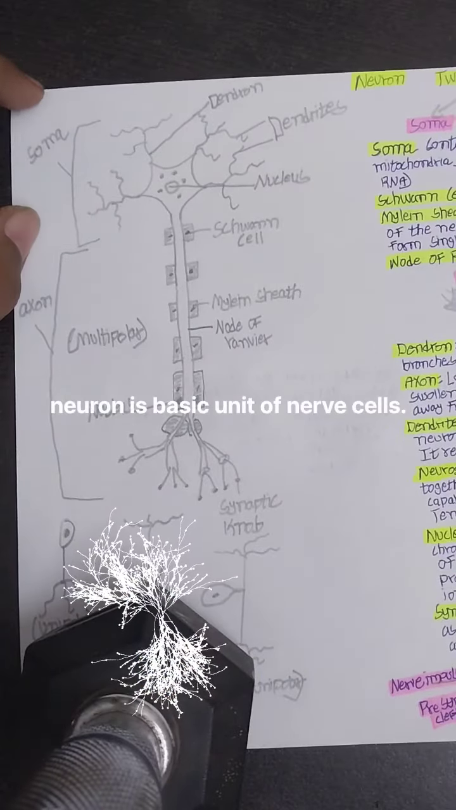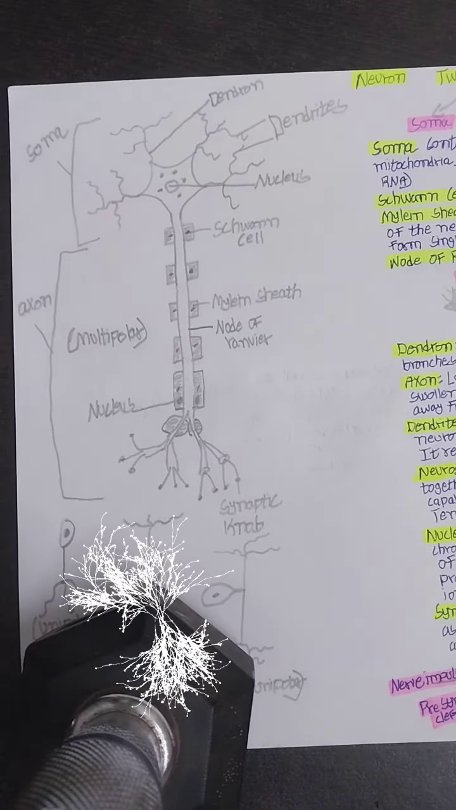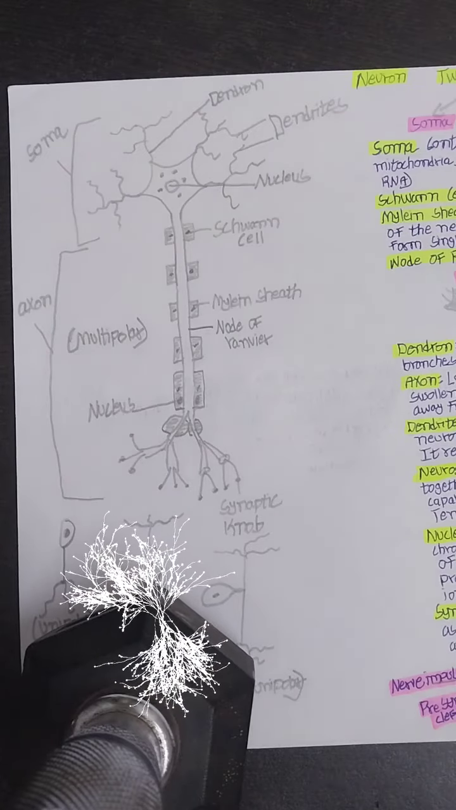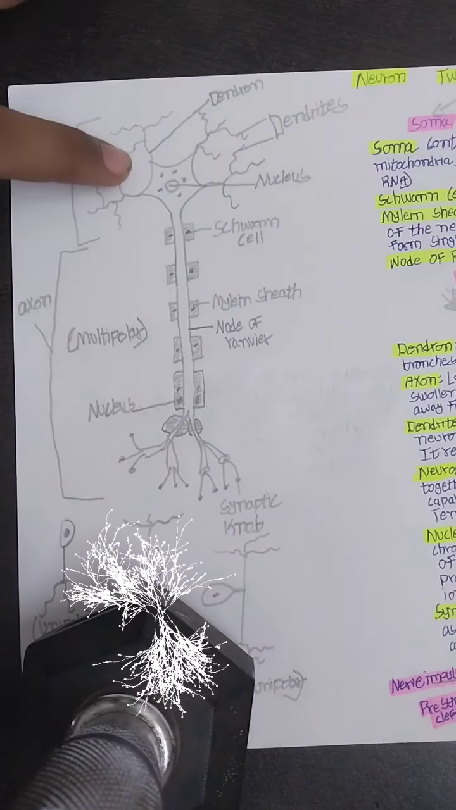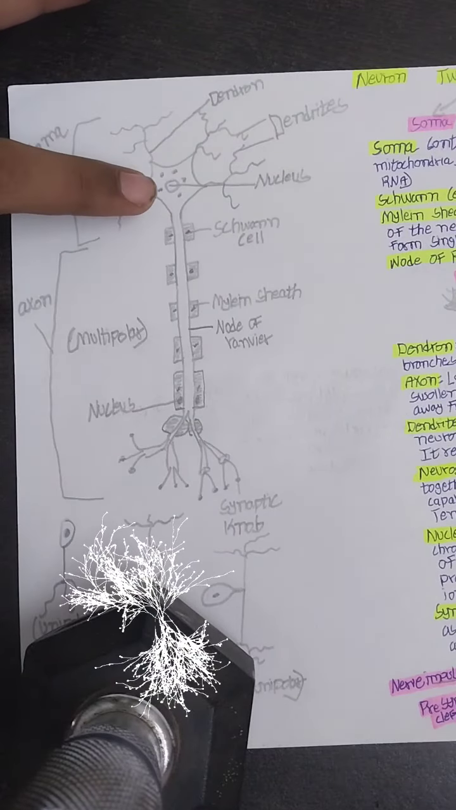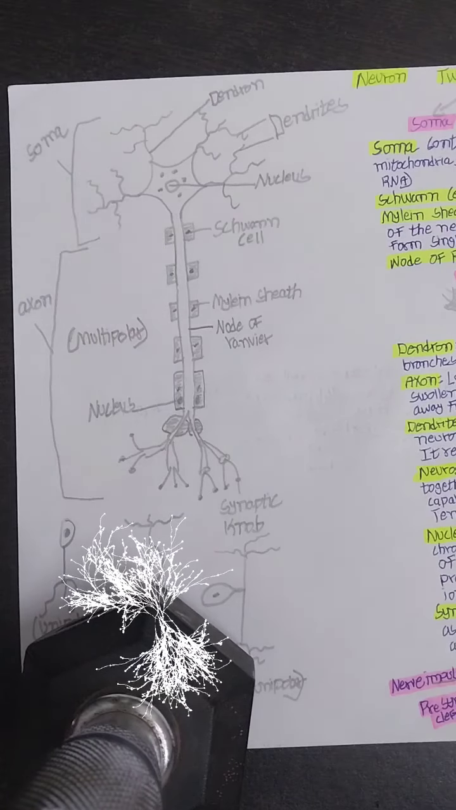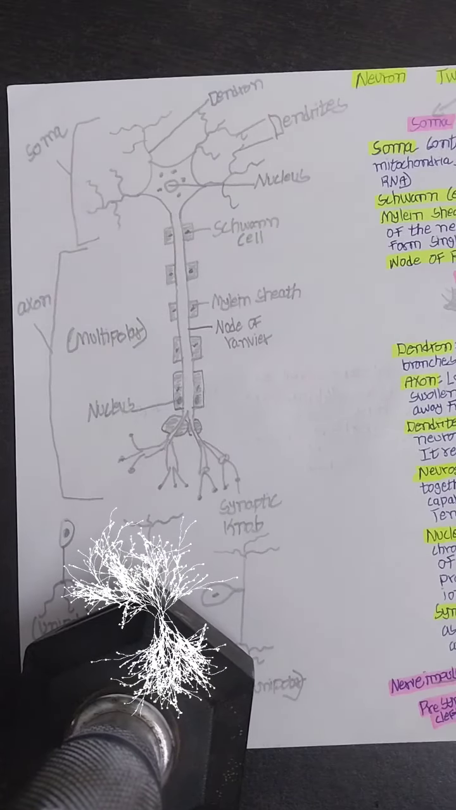Hello guys, today we'll discuss the neuron. Neuron is the nervous tissue cell. So this is the basic structure of the neuron. It has dendrons, dendrites, it has a nucleus, it has Schwann cells, it has myelin sheath, and in between there is a node of Ranvier.